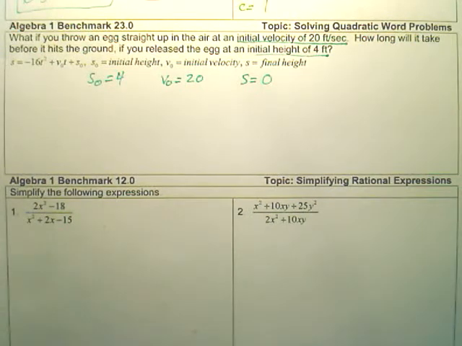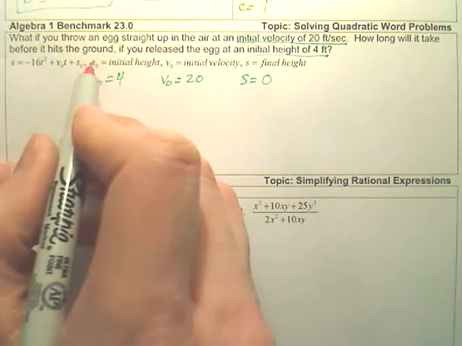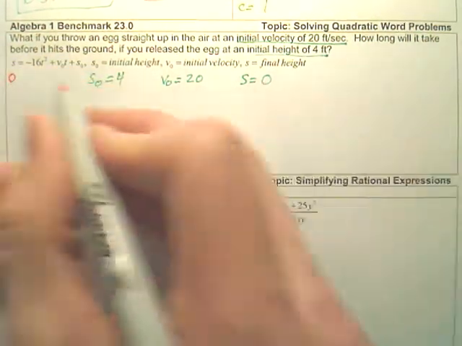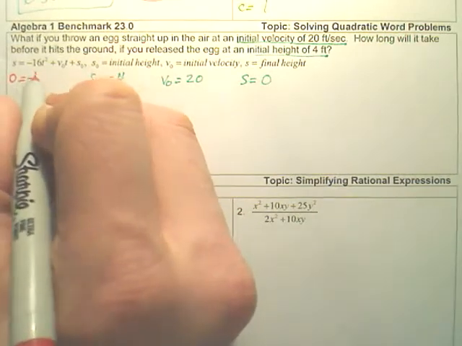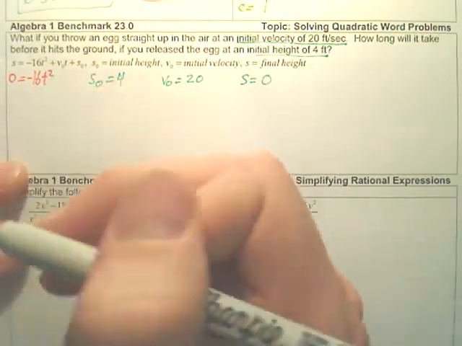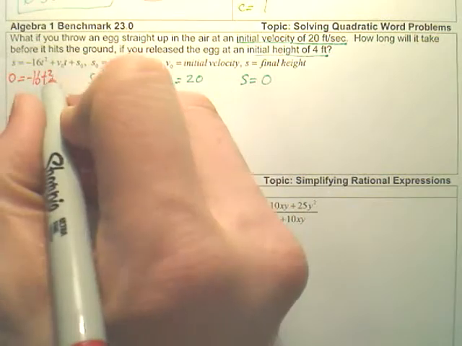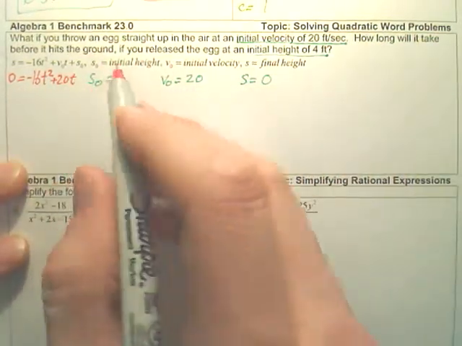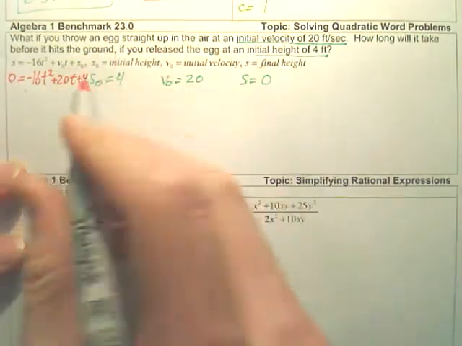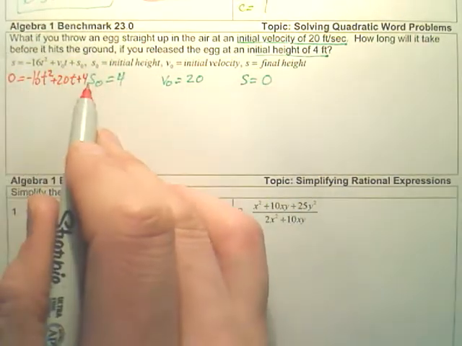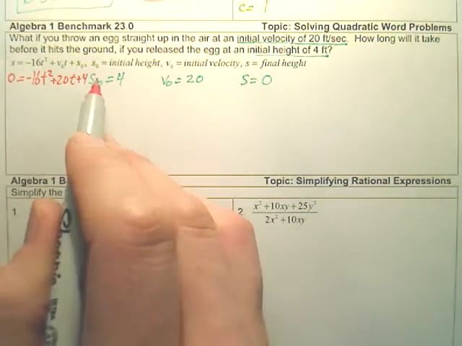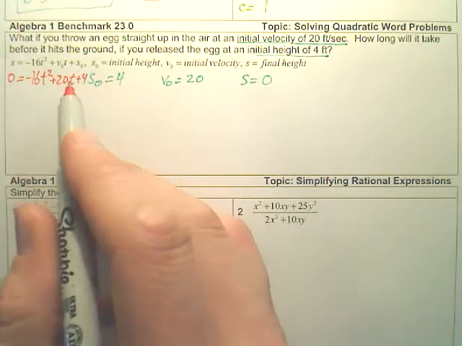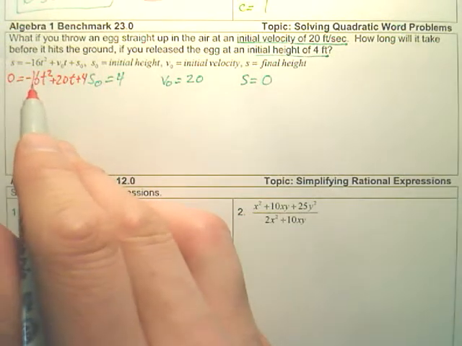If I plug those values in to this equation right here, S is 0. S is 0 equals negative 16 t squared. V0 is 20, so that's plus 20 t. And S0 is 4, so that's plus 4. That right there, I plugged in, according to this formula, these 3 variables. There's my equation. It wants to know the amount of time it takes for this to happen.